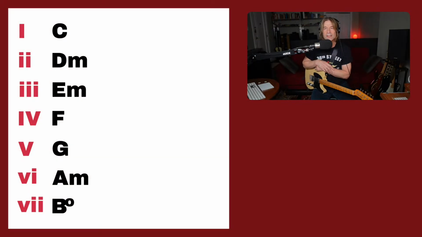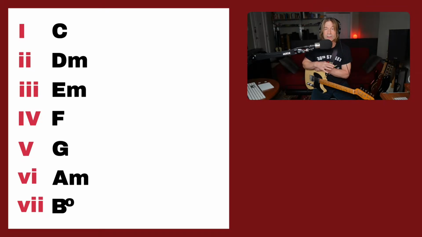So here's the C major scale. Forget about the chord names, but we have the notes C, D, E, F, G, A, and B. There's no sharps, no flats. It just is what it is right there. So those notes make up the C major scale, and they also make up 7 chords, as you could see.